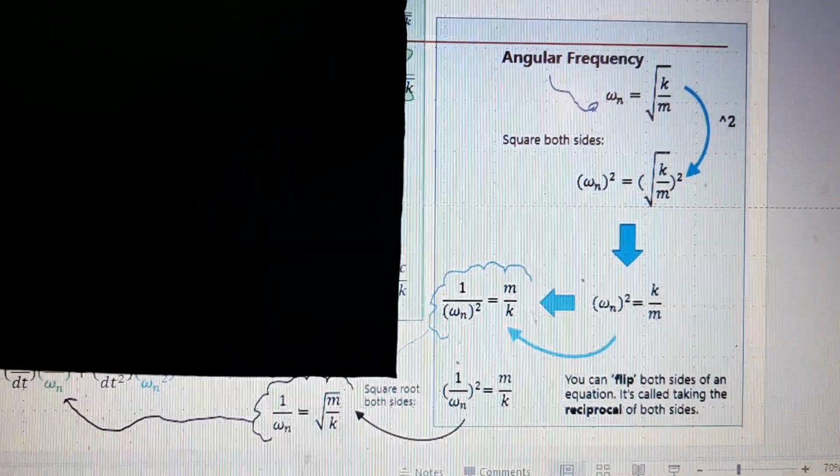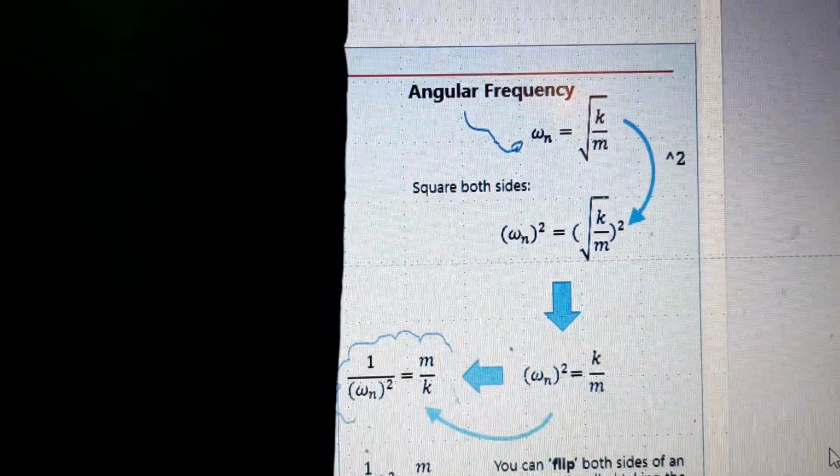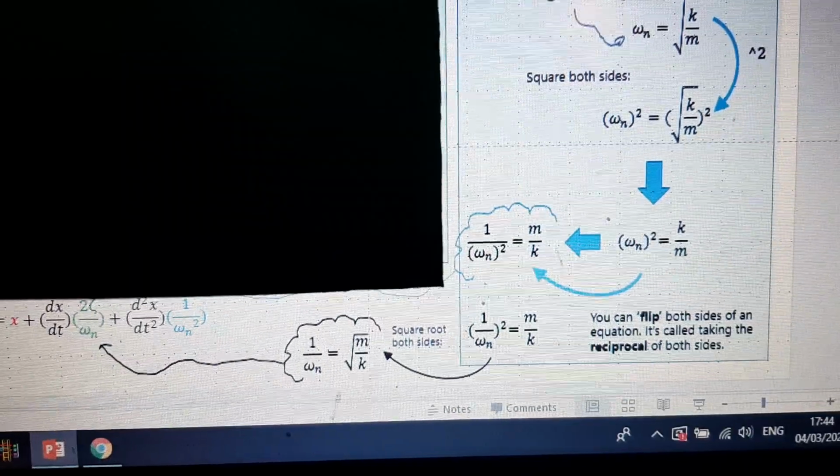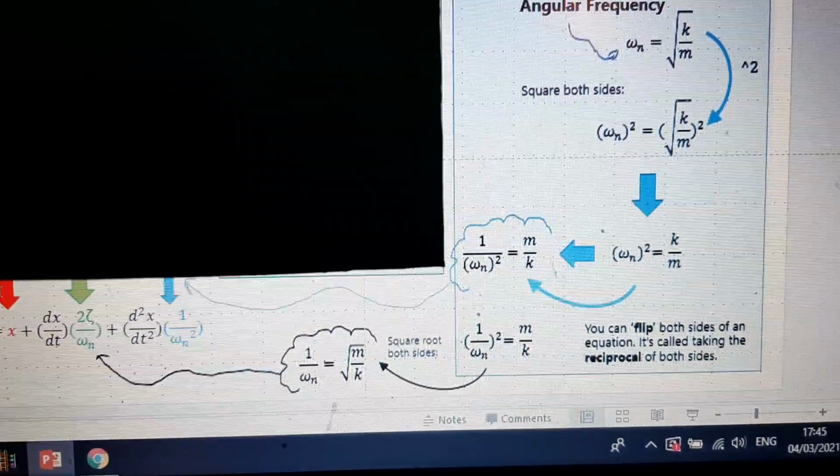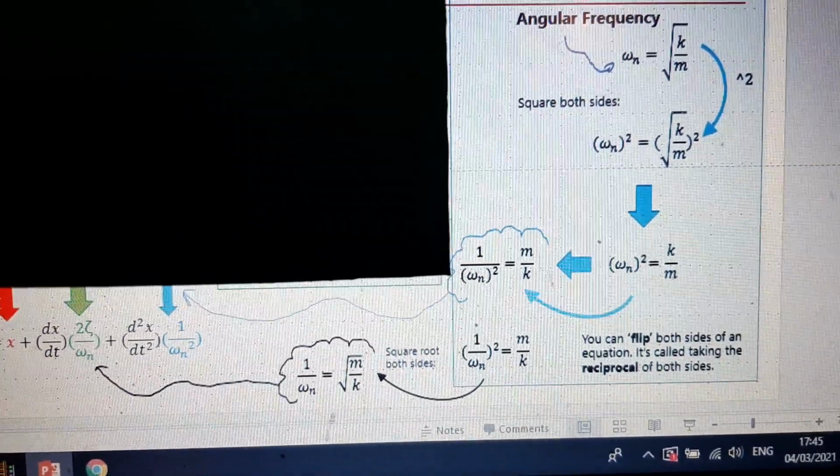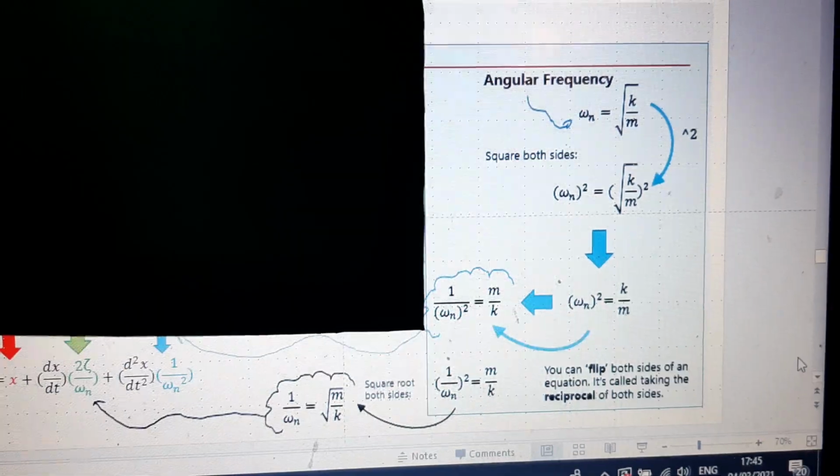What I have done is I have squared both sides of that equation, as you can see. From there I can say that k over m is equal to the square of omega n, and that will give me a very nice clue to replace m over k in that equation. I'm color coordinating it so everyone can understand that.